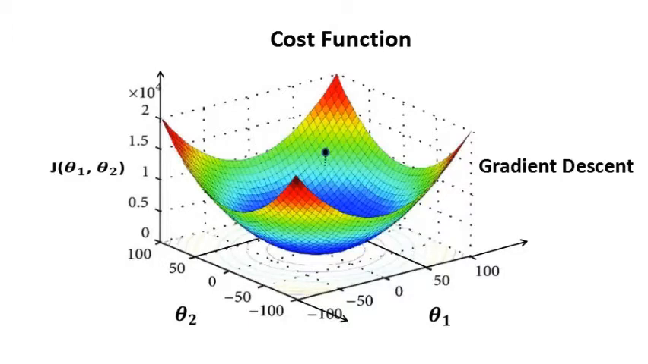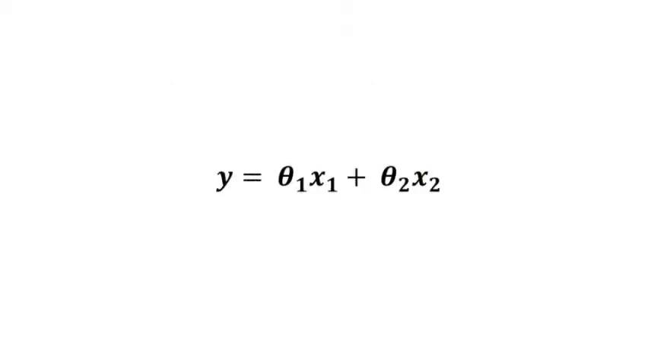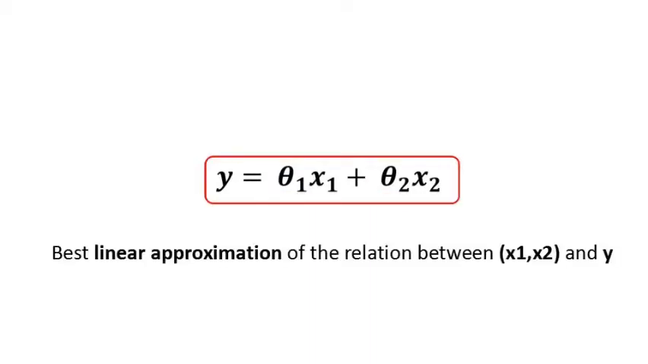Now to find optimum value of theta1 and theta2, we start with any random values of theta1 and theta2, then we run gradient descent iterations to update the parameters, and after a lot of steps we finally reach the value of parameters for which cost function assumes minimum. Such a pair of parameters makes this model the best linear approximation of the relation between features and target.